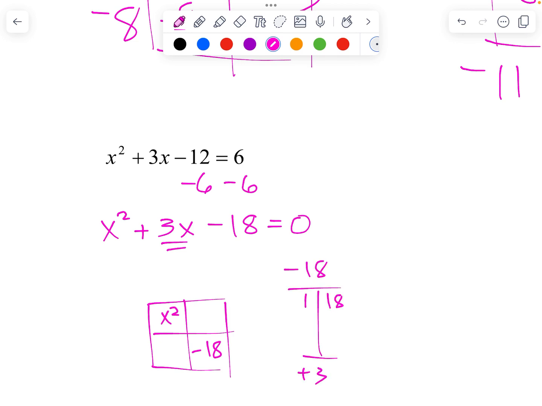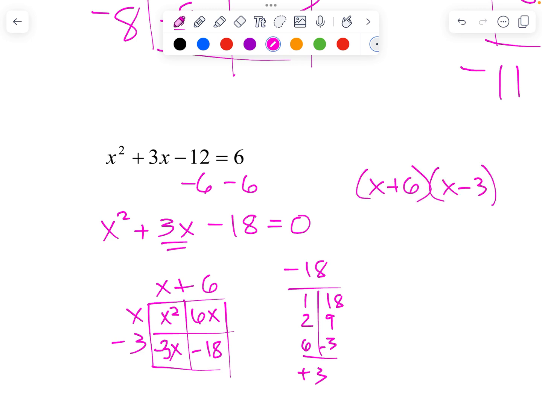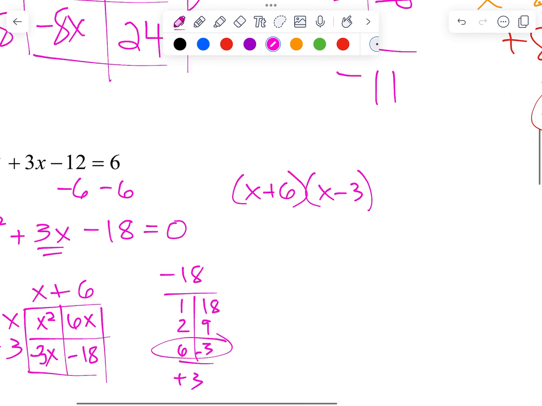So 1 and 18, well, that's not going to work. 2 and 9, 6 and 3, maybe. Maybe 6 and 3. We need a positive 3, so positive 6 and a negative 3. So an x plus 6 and an x minus 3. I think so. That works. Okay. So my factored form, x plus 6, x minus 3, because those are my numbers, must equal 0. So I've changed it to its factored form.